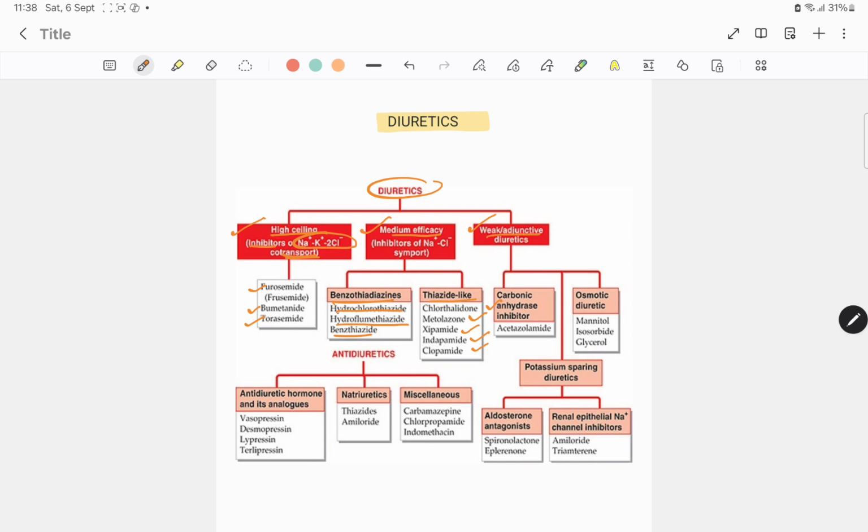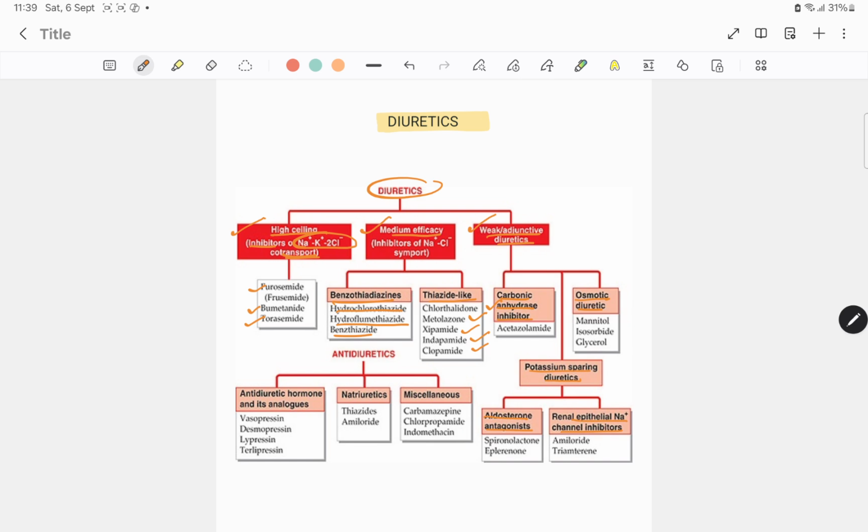Next, the weak or adjunctive diuretics. These are classified mainly into three types. First is carbonic anhydrase inhibitors, then potassium sparing diuretics, then osmotic diuretics. The drug under carbonic anhydrase inhibitor is acetazolamide. Under potassium sparing diuretics, it is classified into two types: one is aldosterone antagonists and the other is renal epithelial sodium channel inhibitors.